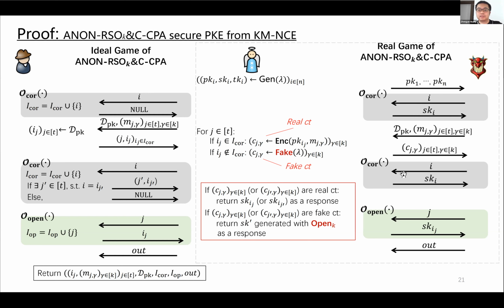When answering the adversary's user corruption query or selective opening query, if the received index IJ prime or IJ corresponds to real ciphertext, then return the original secret key as a response. If the received index corresponds to fake ciphertext, then return the secret key generated with the open algorithm as a response. That is the main idea of the construction of the simulator.